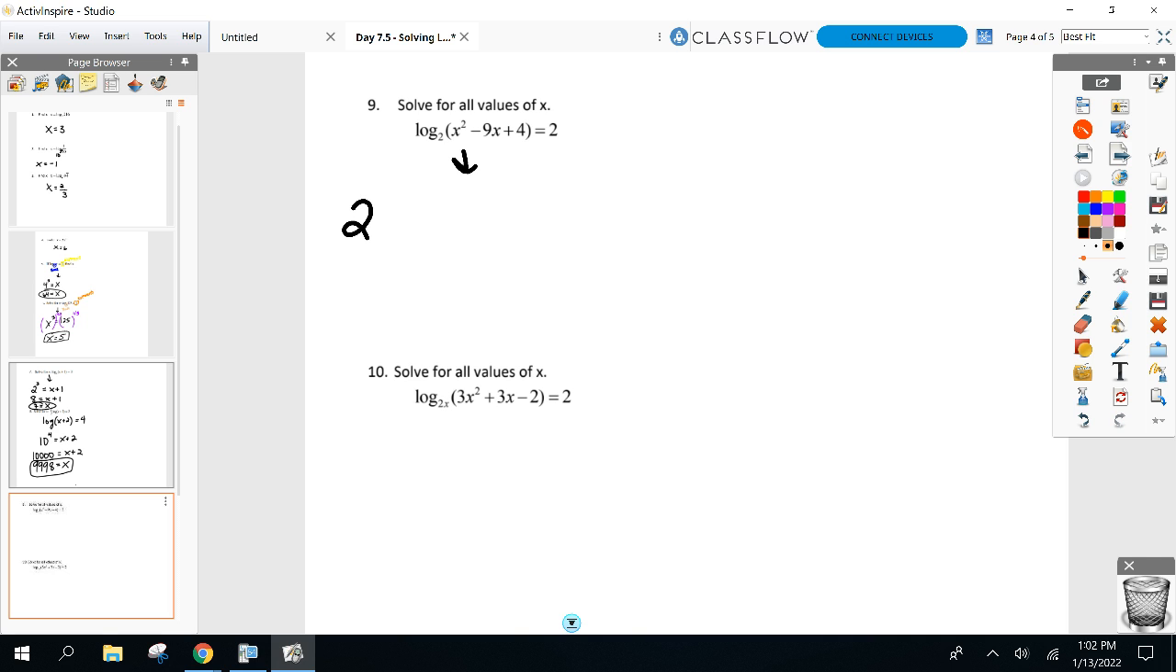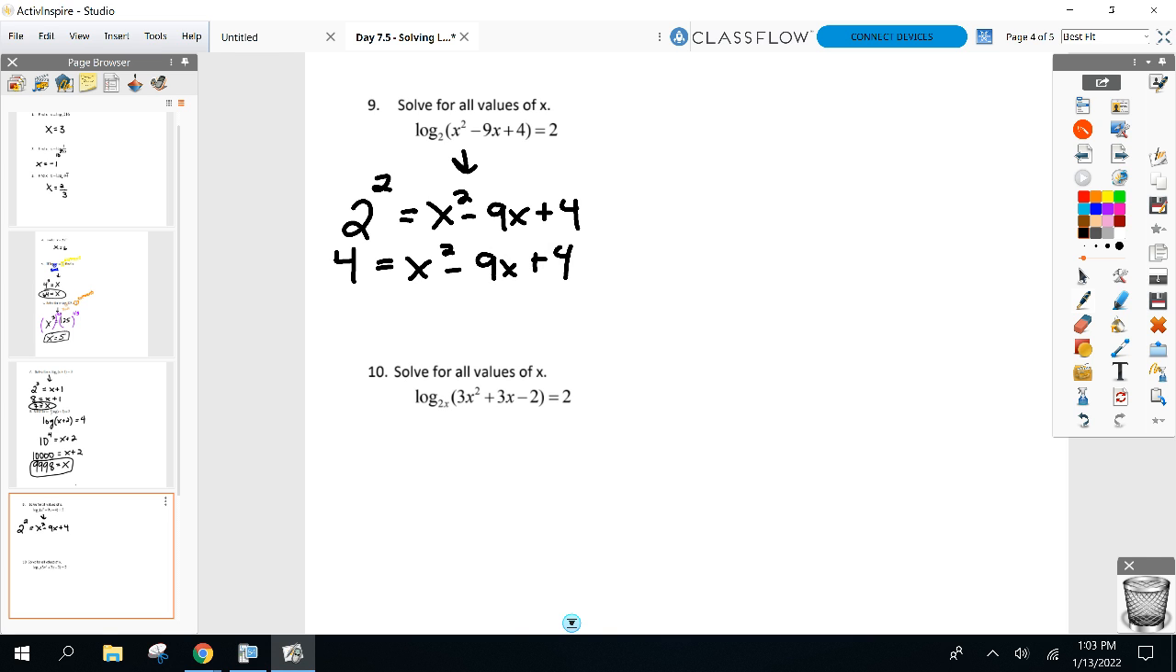2 to the 2 squared equals x squared minus 9x plus 4. I get 4 equals x squared minus 9x. Come on now, don't let me down here. There we go. All right, now we're talking. Get it equal to 0.